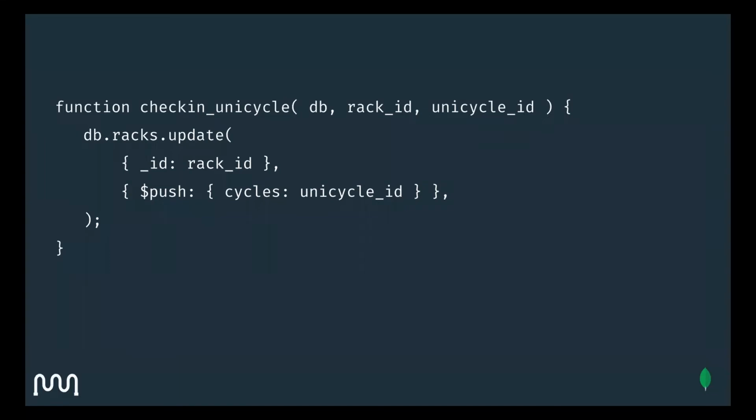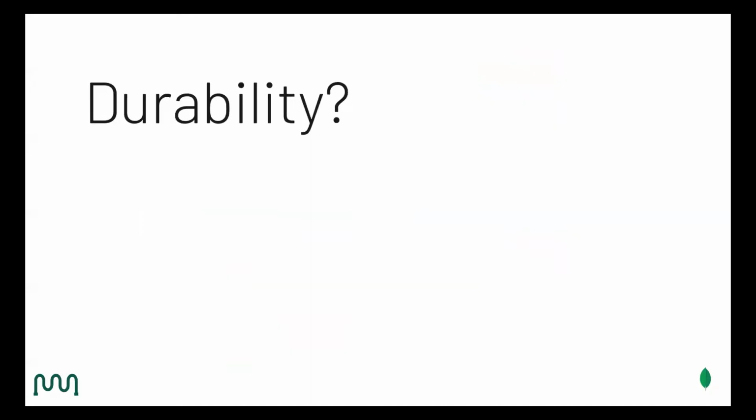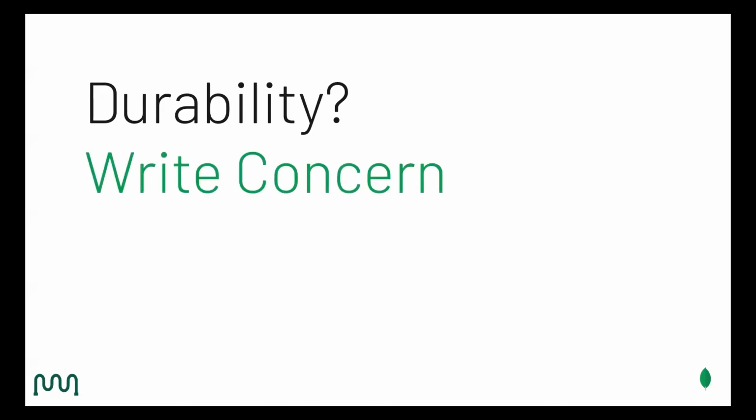The problem here was that the data was inconsistent. But the inconsistency began with the update for Sam's unicycle, Unicycle 2, not being durable. Sam looks at the docs for what they can use to ensure durability. MongoDB's way of configuring the durability of writes is write concern. Write concern specifies how many nodes need to have replicated a write for that write to be acknowledged as successful.